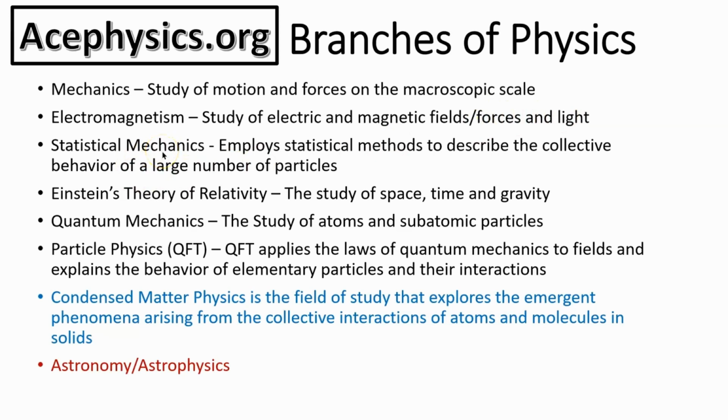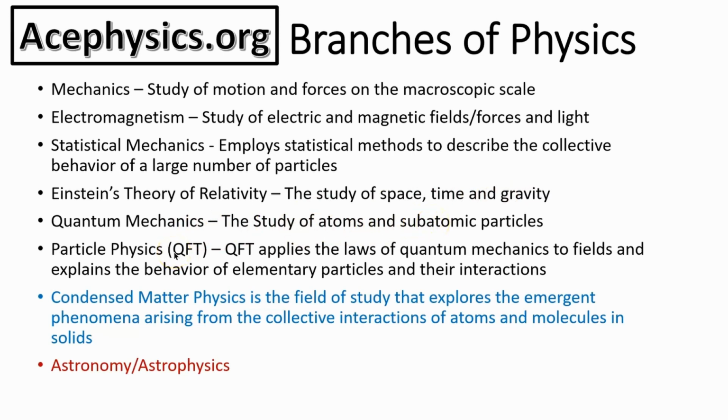Statistical mechanics is another branch of physics. This is a branch of physics that employs statistical methods to describe the collective behavior of a large number of particles. Statistical mechanics studies many particles and explains how the average behavior of those particles leads to macroscopic properties. Einstein's theory of relativity is the study of space, time, and gravity. Quantum mechanics is the study of atoms and subatomic particles.